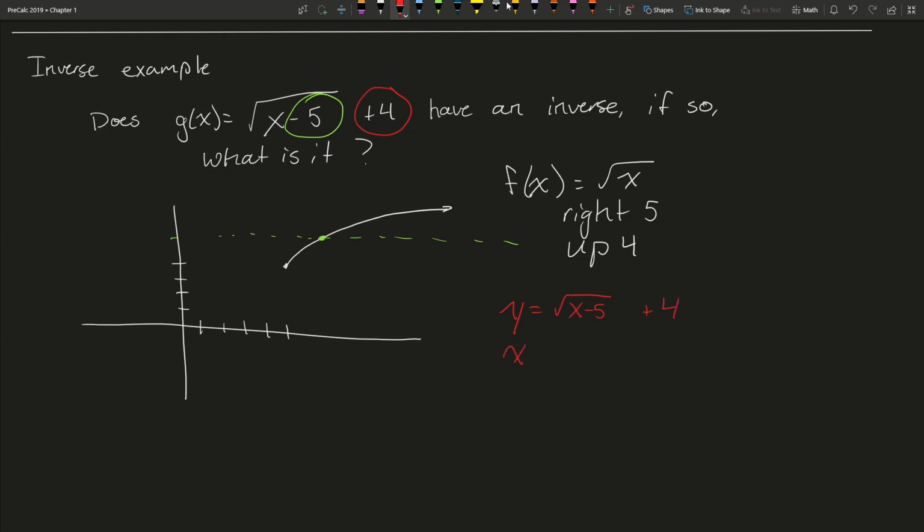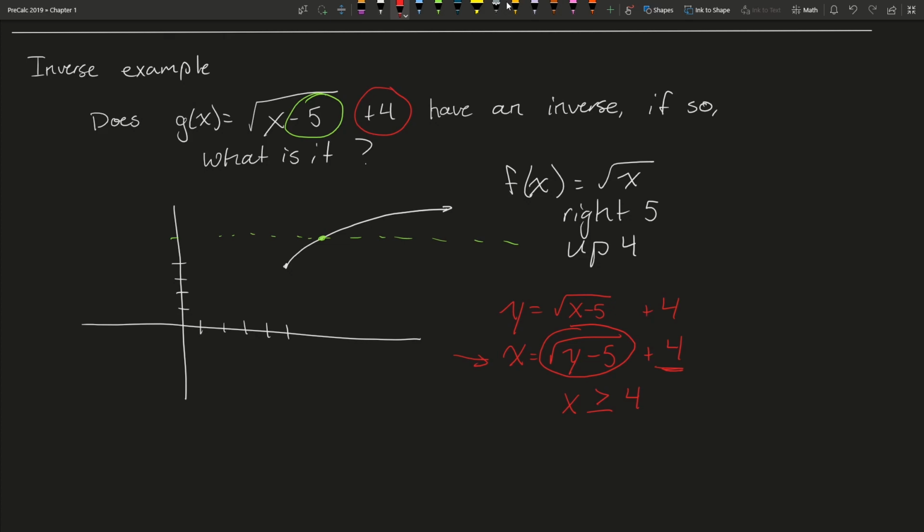So we would have x is equal to the square root of y minus 5, plus 4, and we need to get y by itself. Now this line right here also tells you your domain. So this number right here will always be positive or 0. So our domain would be x is greater than or equal to 4, because no number will decrease this constant.